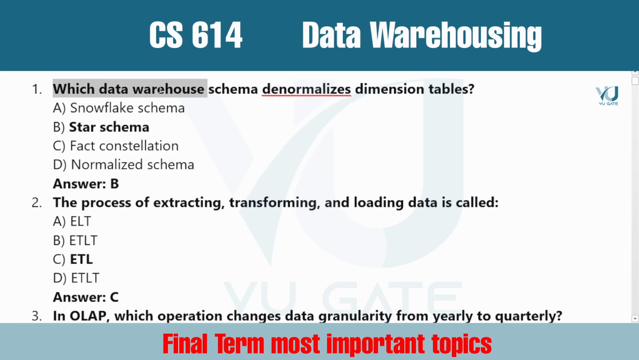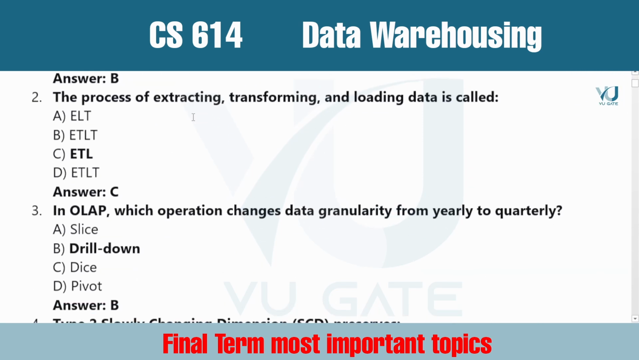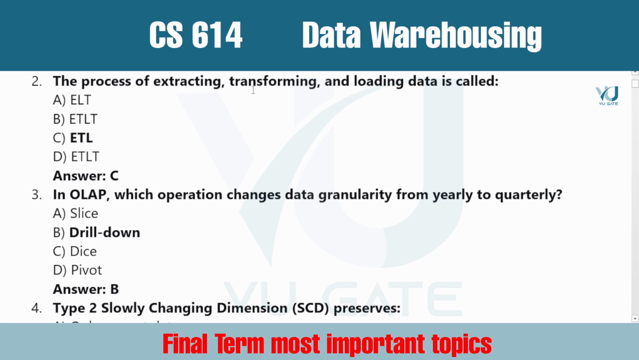Question 1. Which data warehouse schema denormalizes dimension tables? The correct answer is option B, star schema. Question 2. The process of extracting, transforming, and loading data is called. The correct answer is option C, ETL.